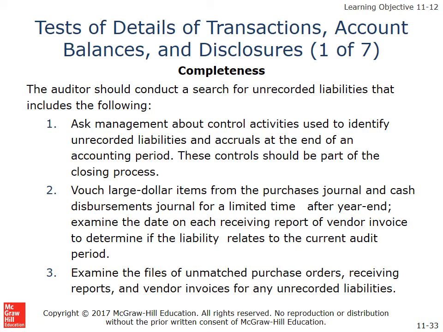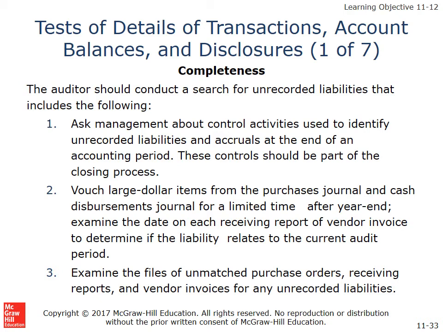Test of details of transactions, account balances, and disclosures continued. So how do we test for completeness? The auditor should conduct a search for unrecorded liabilities. That includes the following: ask management about control activities used to identify unrecorded liabilities and accruals at the end of an accounting period. These controls should be part of the closing process.